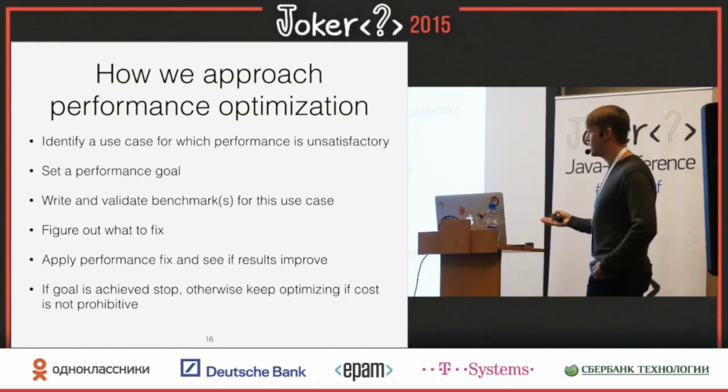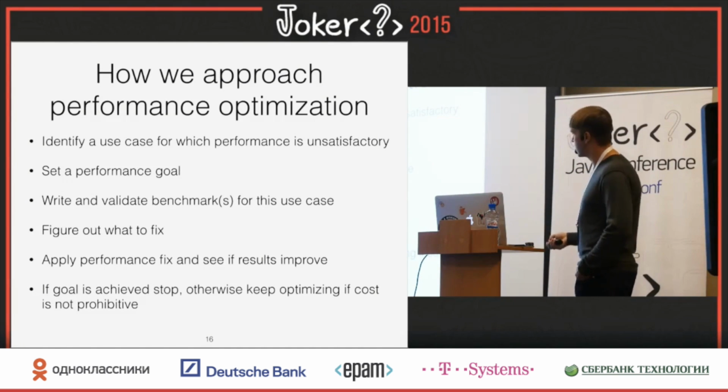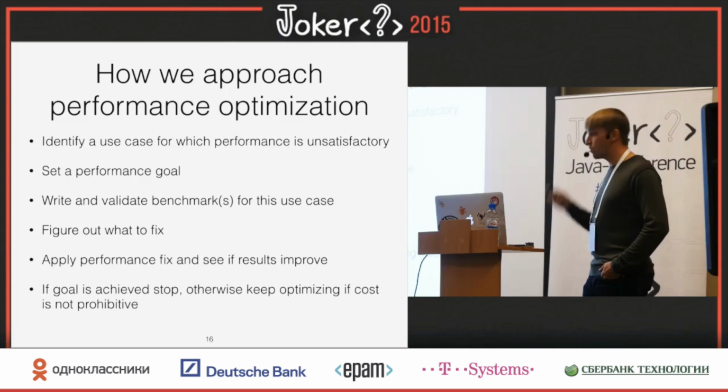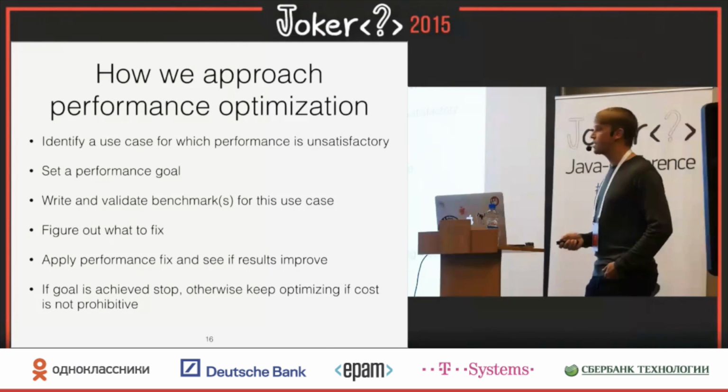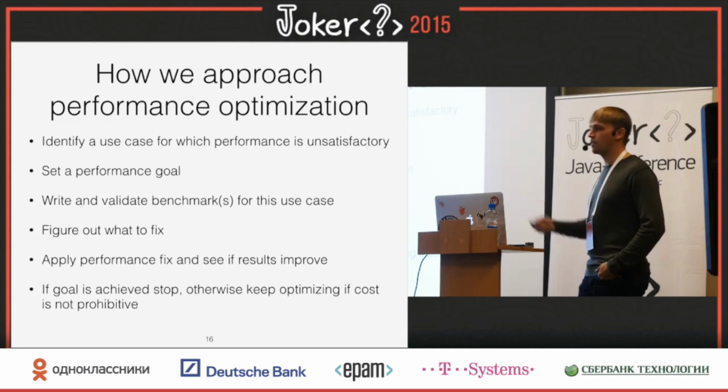Then you apply the fix and see if it was correct or not. If it does improve the thing you're measuring positively, you accept it. And in the end, you go on like this until you say, okay, did we reach a goal? If yes, we stop. Otherwise, we check what is the cost of fixing it. Let's say somebody says that a certain thing must be 10 times faster, and we made it 5 times faster.